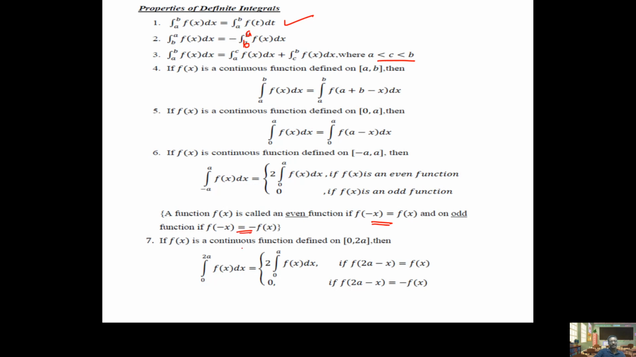Odd function. If f(x) is a continuous function defined on closed interval [0, 2a], then integral 0 to 2a f of x dx is equal to 2 into integral 0 to a f of x dx if f of (2a minus x) is equal to f of x, and equal to 0 if f of (2a minus x) is equal to minus f of x.